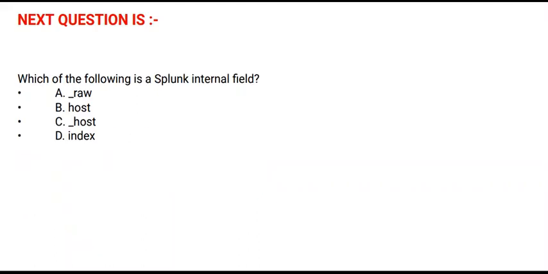Next question is, which of the following is a Splunk internal field? Options are, option A, underscore raw, option B, host, option C, underscore host, and option D, index. The correct option is option A.